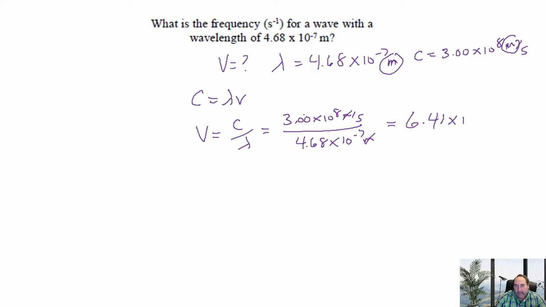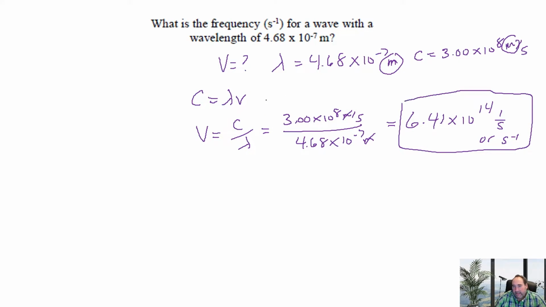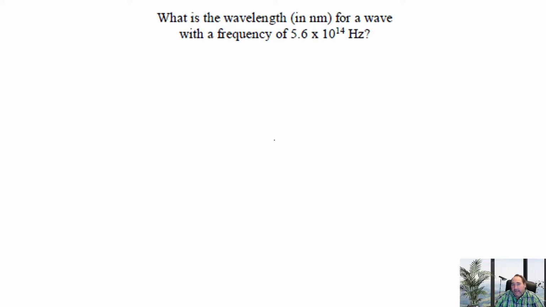6.41 times 10 to the 14. The units here are actually 1/seconds, or you could write reciprocal seconds, whichever way you want to do it. And that would be our frequency associated with this wave that comes off. Now, if we look at another one here, in this case, we actually were given the frequency, and we want to know what is the wavelength in nanometers.